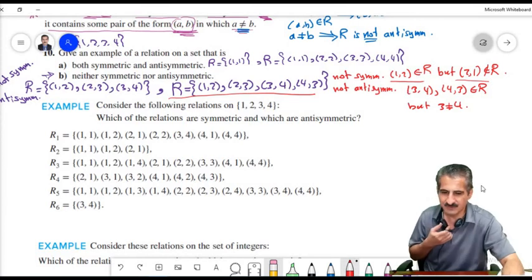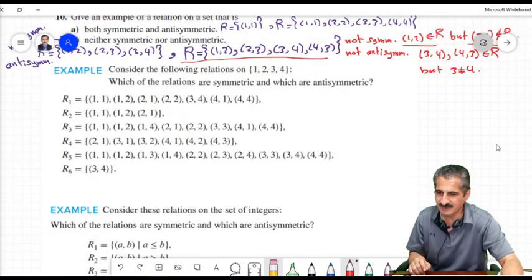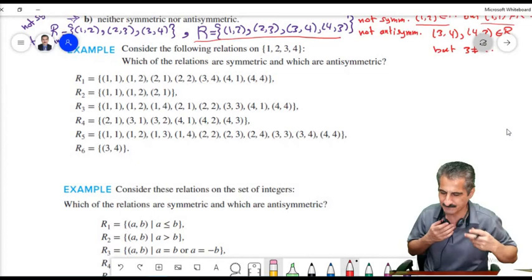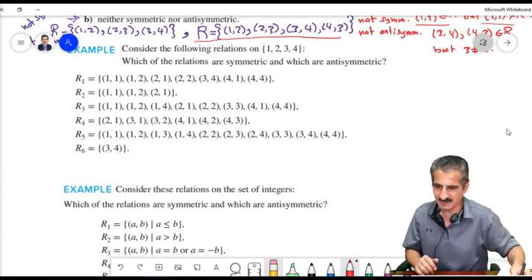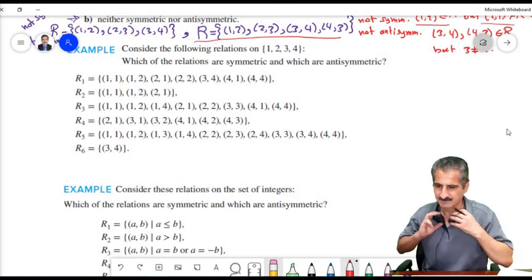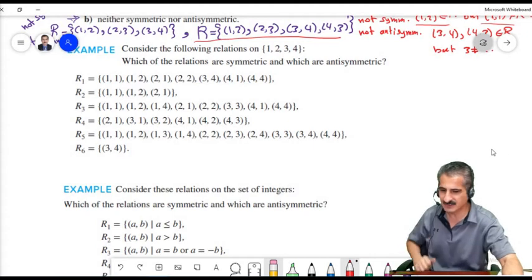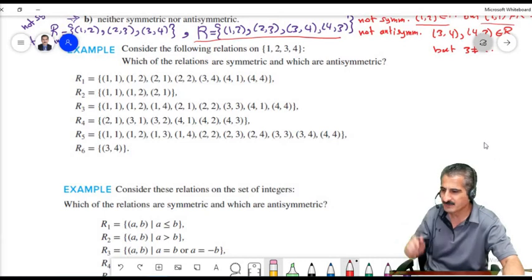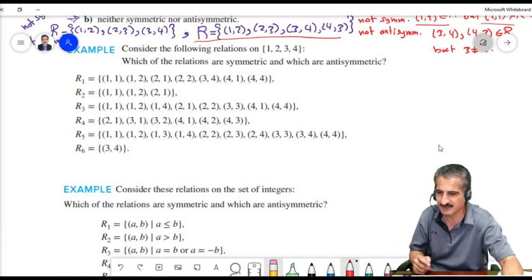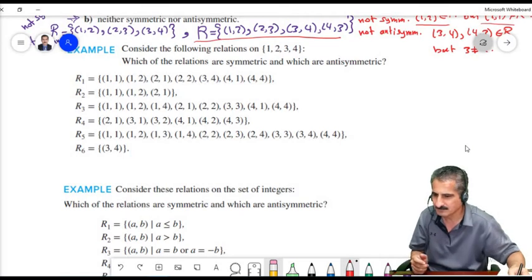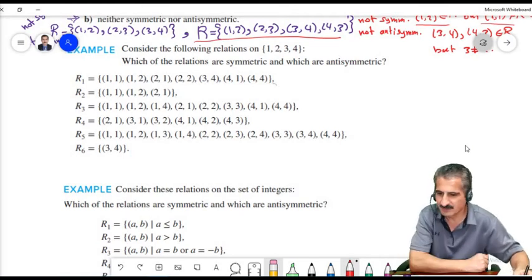Now let's go to the example here. Consider the relations on {1, 2, 3, 4}, the ones we have already seen. Now, which one is anti-symmetric and which one is symmetric? So let's go for it. I will give you a chance to answer that. You have all the relations from R1 to R6. Classify them to be symmetric or not symmetric. What about R1? Is it symmetric? Give me the answer. R1.